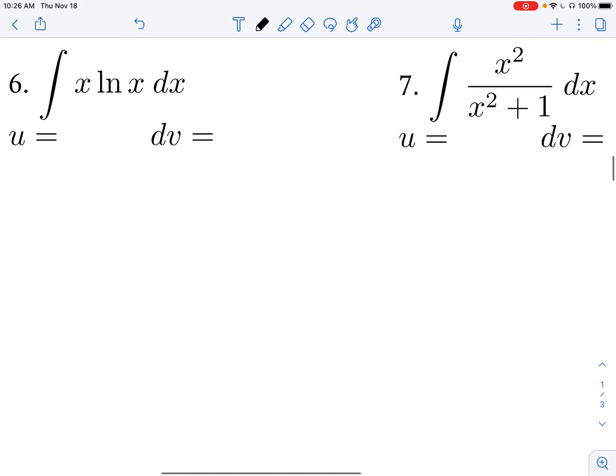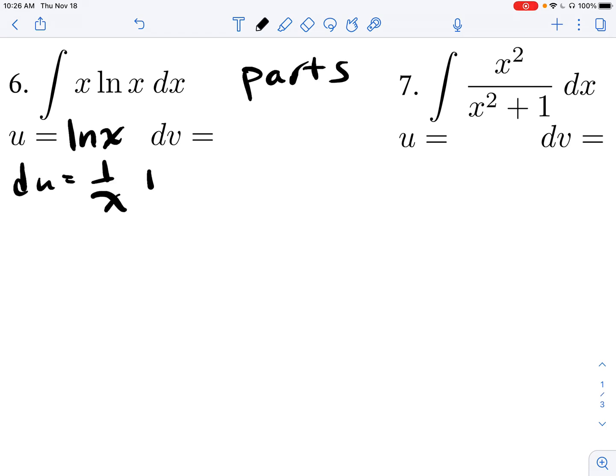For number 6, parts is the way to go. So u is natural log of x, du then is 1 over x dx, and then dv would be x, and v would be x squared over 2.